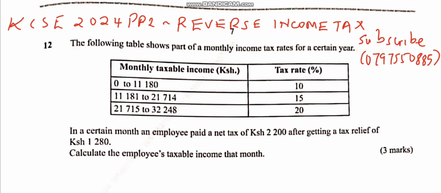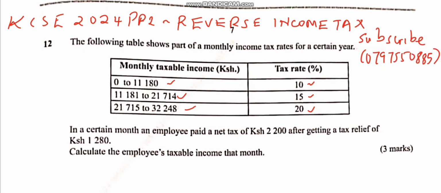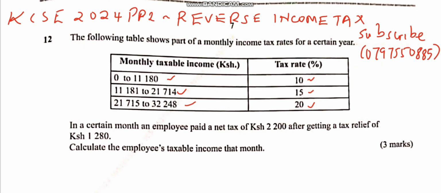Question says the following table shows part of a monthly income tax rates for a certain year. So monthly taxable income ni hizo hapo, mnaweza kuona kwenye table. So in a certain month, an employee paid a net tax of 2,200 shillings after getting a tax relief of 1,280 shillings. Mashallah, amehurumiwa na KRA now. Calculate the employee's taxable income that month.